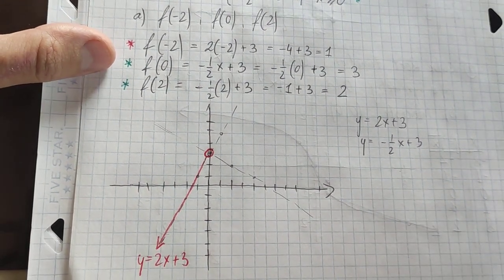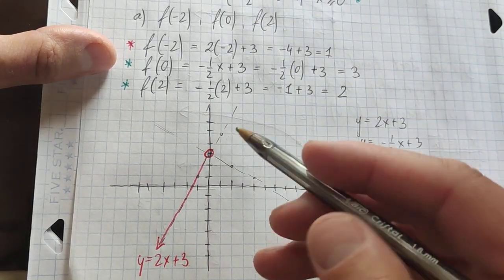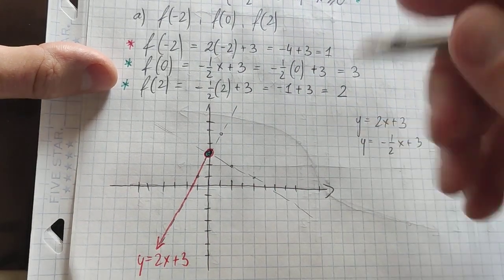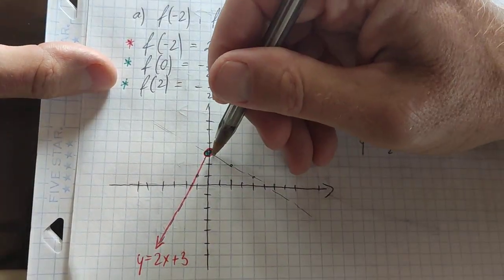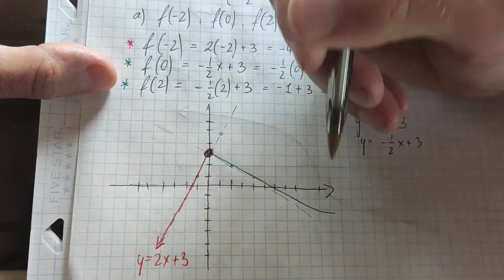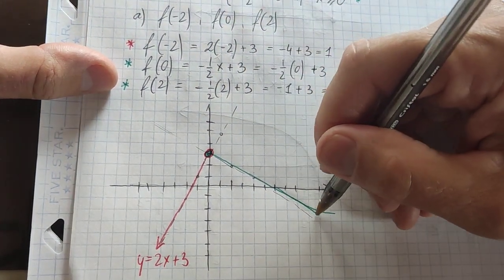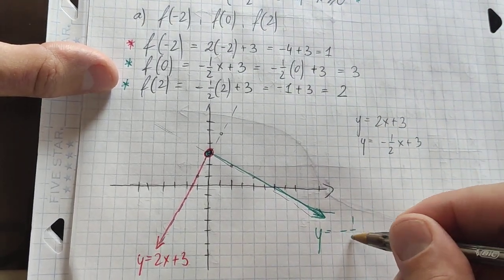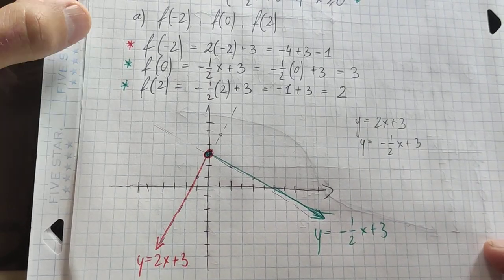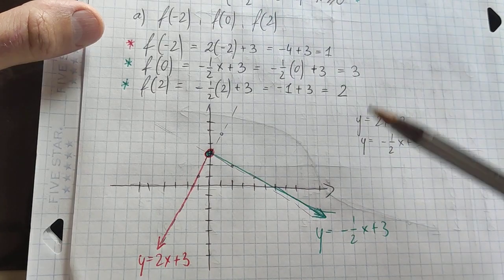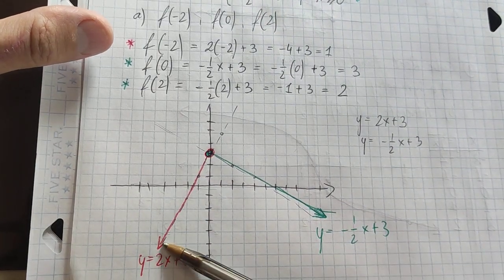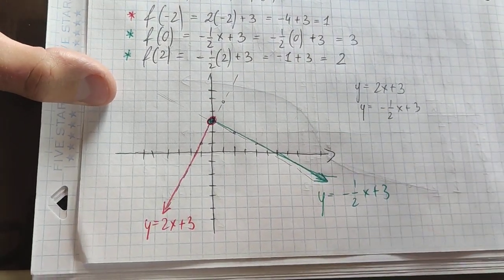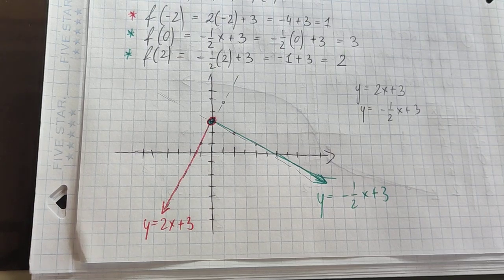Okay, so now I'll graph the second one. The second one is green. And 0 actually belongs to that function. So I will fill that 0 with green. Okay, and then I'll just graph that. Again, it's supposed to be just straight. So this one is y equals negative half x plus 3. Okay, so that's the graph of this piecewise function. It looks like this. You see those two pieces, right? The red one for the first function and the green one for the second function. Okay, so that's graphing.